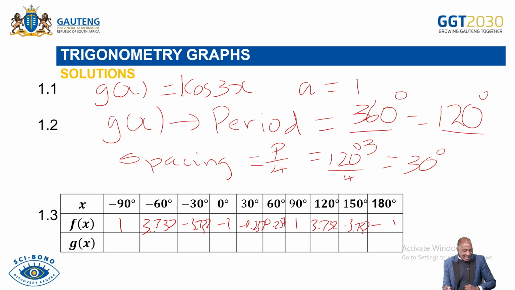Then when we go to the cosine one, at negative 90, we're going to get a 0. Then the next one is negative 1. The next one is a 0. Then at 0, we have a 1. And then at 30, we've got a 0. Then the next one, we have negative 1. Then we have a 0. And then at 120, we have a 1. And then at 150, we have a 0. And then finally at 180, we have a negative 1.